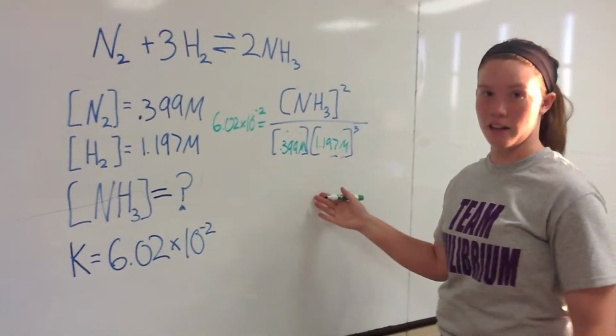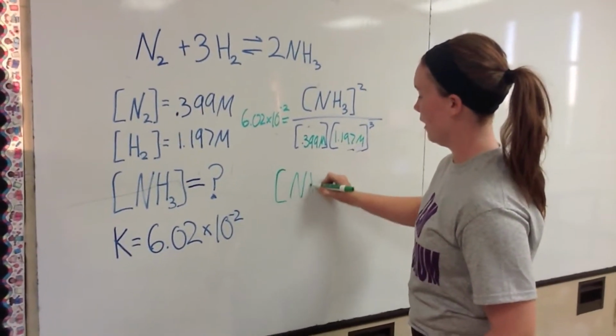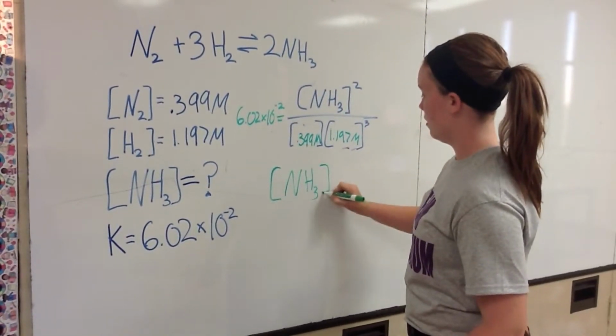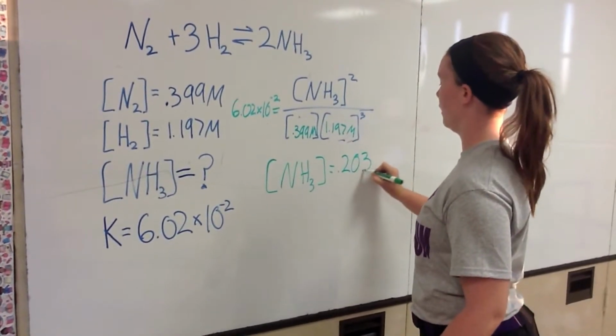Once we plug in our calculator, we'll see that the concentration of NH3 equals 0.203 molar.